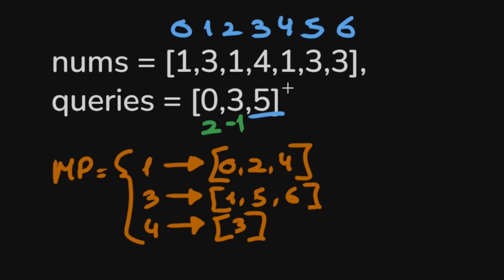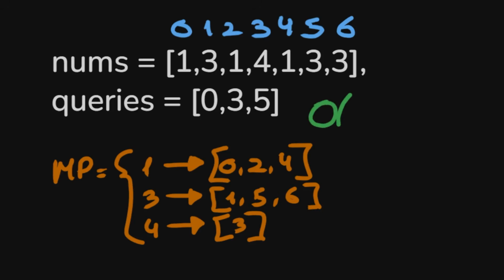So if the query is 5, we are looking at this index, the number is 3, we go to our map, here we have 3 indices for this number, and we need to get the starting position of this query. So we run a binary search on this array using 5 as the target, and this will give us index 1. From here we know that one index to the left we have the previous 3, and one index to the right we have the next 3. And now we can implement what we saw seconds ago.